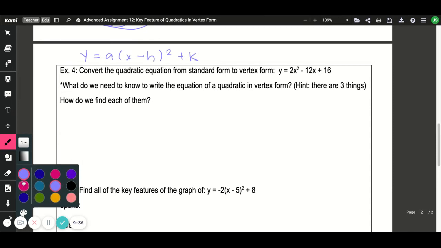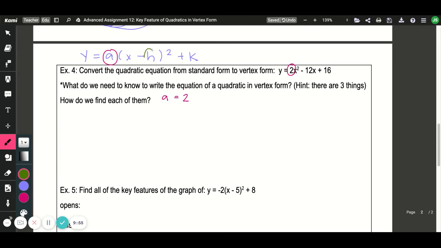We needed to know what a was, right? We need a. Well, a is the same as a is here. If I have it in standard form, remember that it goes a, b, c. a is the same as a. So a is 2. Then we need to know h. So we need to figure out a way to find h. Well, if we think back to standard form, we have an equation to find h because h is the x-coordinate of the vertex.